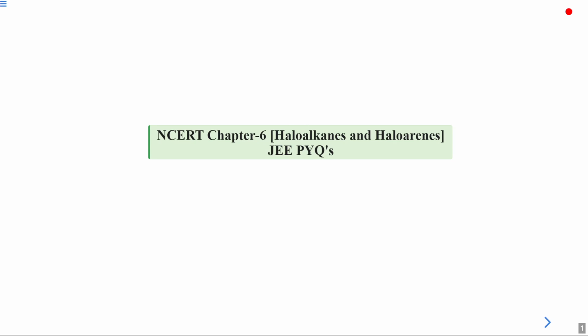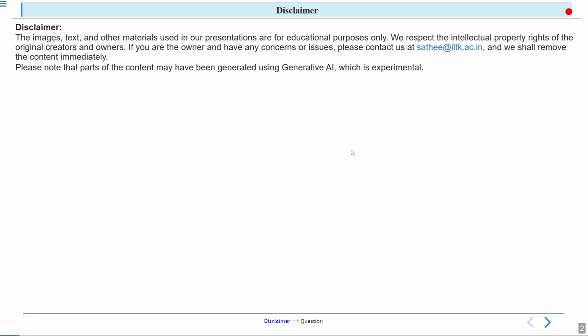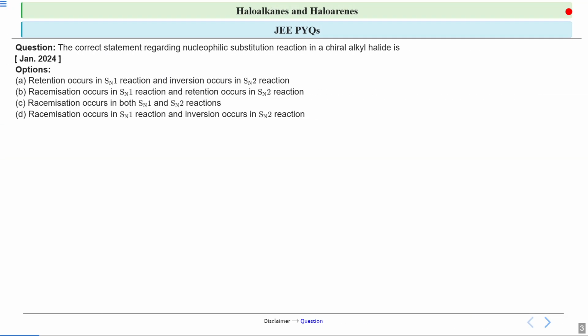So today we are going to discuss the JEE PYQs of chapter Haloalkanes and Haloarenes. So let's begin today's topic, NCERT chapter 6, Haloalkanes and Haloarenes, JEE previous year questions. This is disclaimer. So let's begin with our first question.